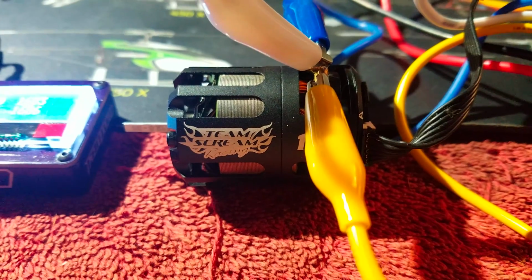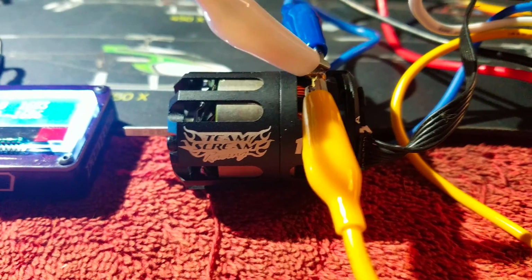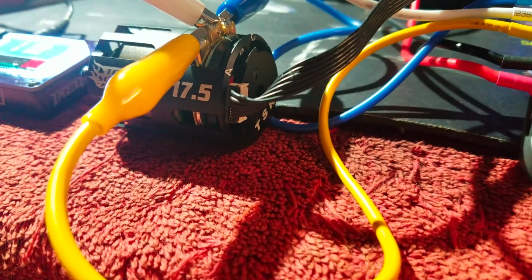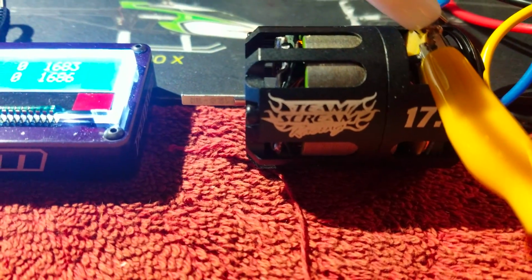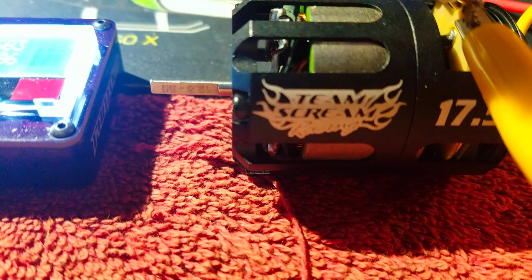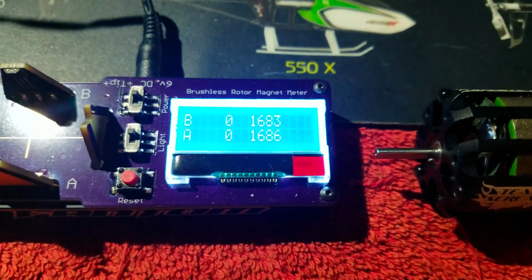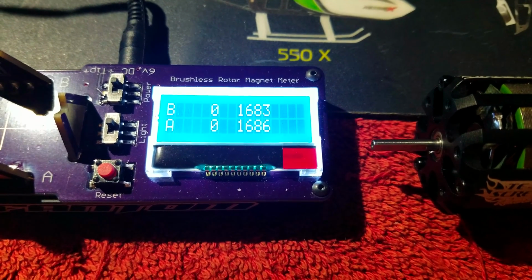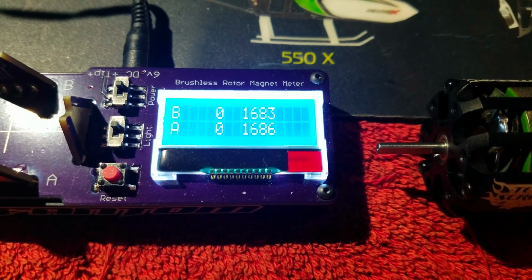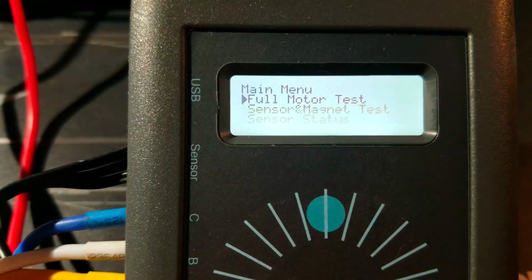All right, the next motor I'm testing is my Team Scream Racing 17.5, the one motor. This thing has the 12.5 millimeter four line rotor in it. It tested out at 1683 and 1686 on the Phantom Fax Machine 3 rotor meter. Now let's run it on the Motolyser.